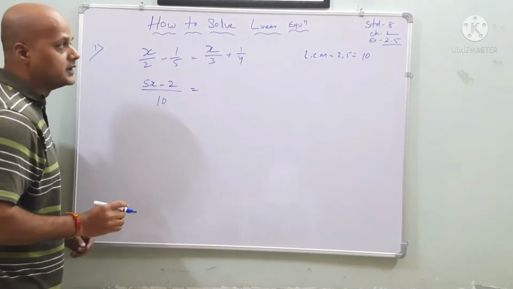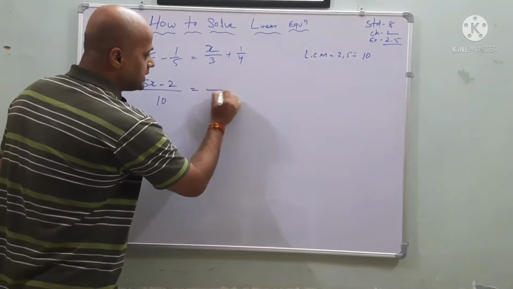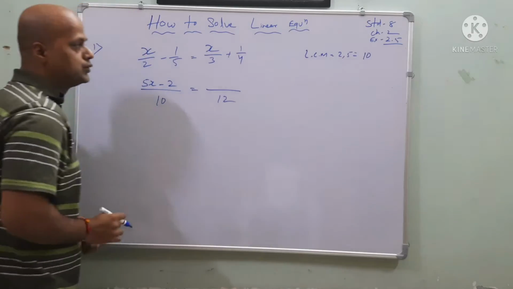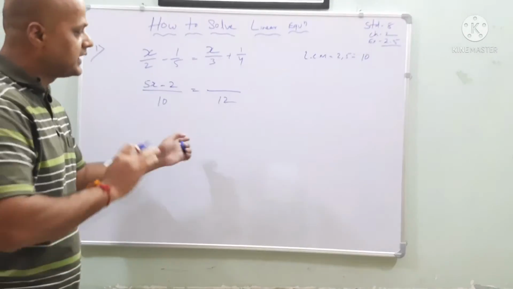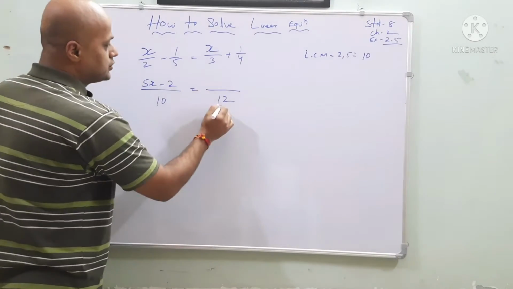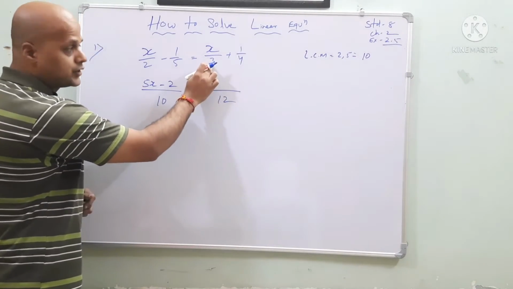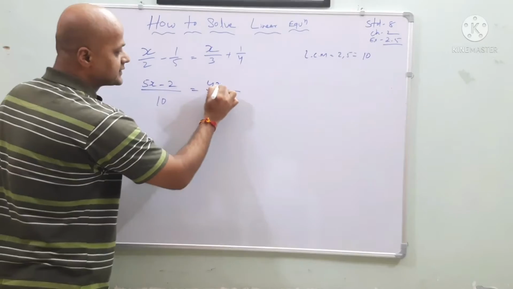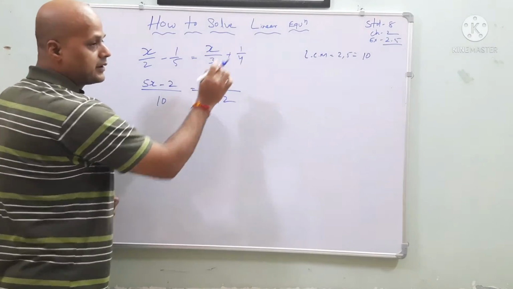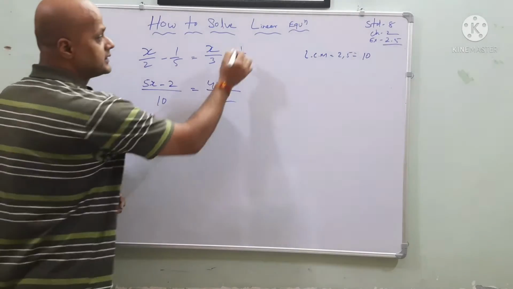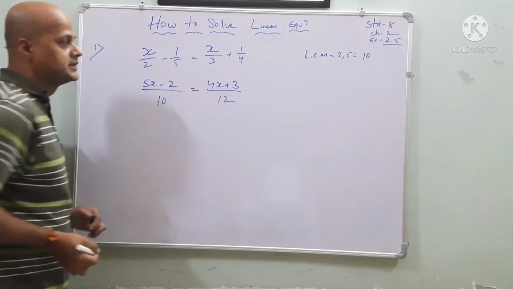What will happen here? Here the LCM is 12. Why? One is a prime number, one is an even composite number, that's why I multiplied them. So 12 divided by 3 is 4, 4 into x, 4x. Then plus 4: 12 divided by 4 is 3, 3 into 1 is 3.